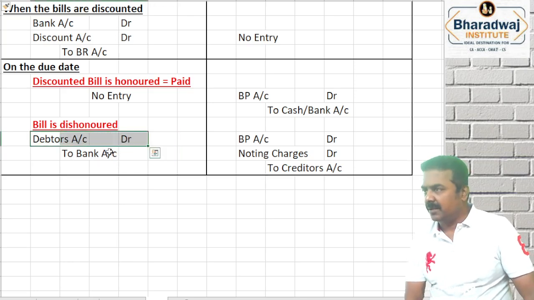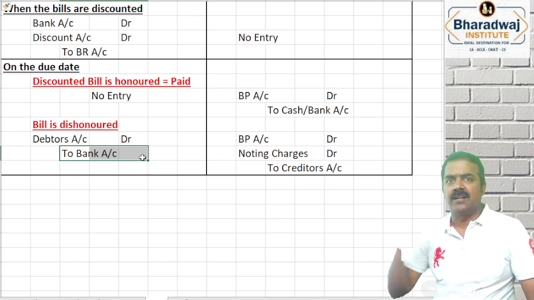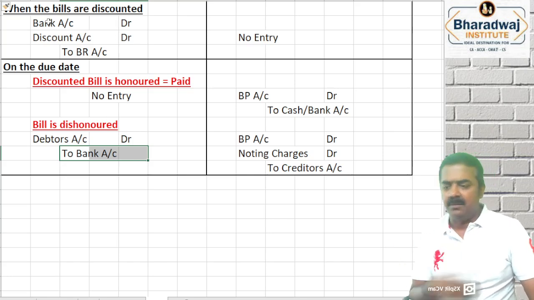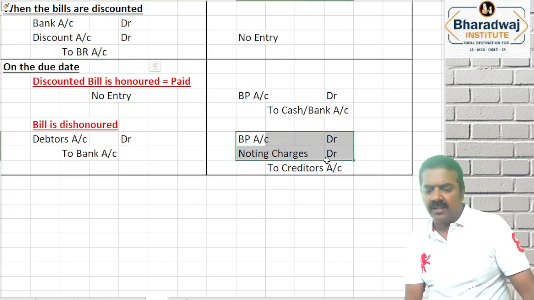If the bill is dishonored, why debtors account debtor to bank account? Debtors will get back the bill, debit the receiver. Who will give the bill? Bank. Debit the receiver, credit the giver. Bill is not with us. Bill is already what? Discounted. Bill is already discounted. Okay, listen.